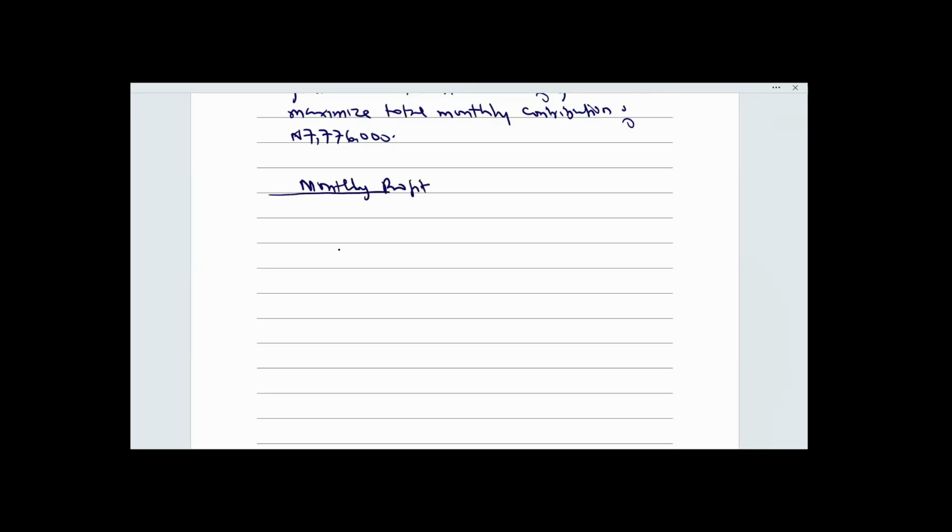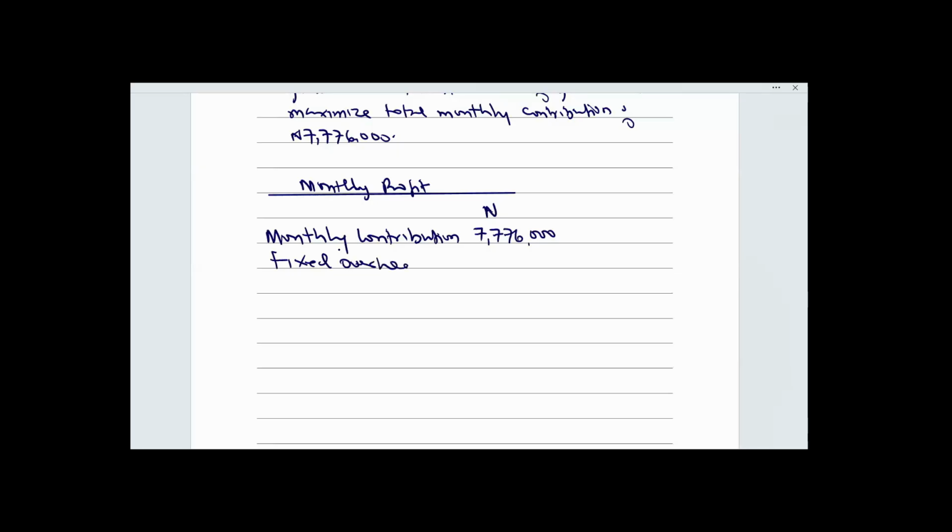Monthly profits. All right. So to get the profits, profit is contribution less fixed overhead. So I would then say, monthly contribution is 7,776,000. Then fixed overhead.